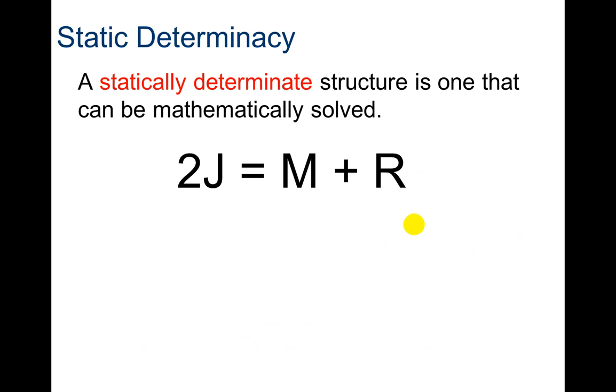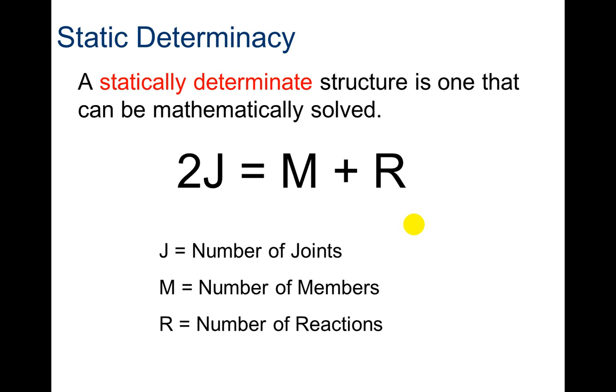Okay, so before we do an actual truss calculation, we have to decide, is it worth my time? If it's not ever going to be statically determinate, then there's really no purpose in doing the math. So the way you're going to solve this, and I don't know if you've seen this before or not, but we're going to look at this 2J equals M plus R, where J is the number of joints, M is your number of members, R is your number of reactions.